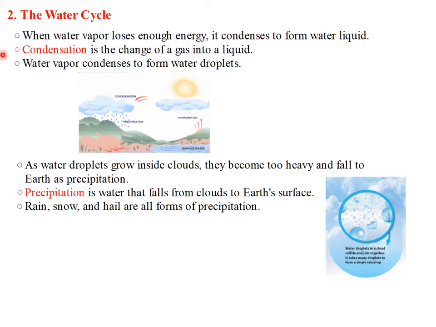Air currents keep water droplets in the air, but as water droplets grow inside clouds, they become too heavy and fall to earth as precipitation. What is precipitation? Precipitation is water that falls from clouds to Earth's surface. So rain, snow, and hail are all forms of precipitation.